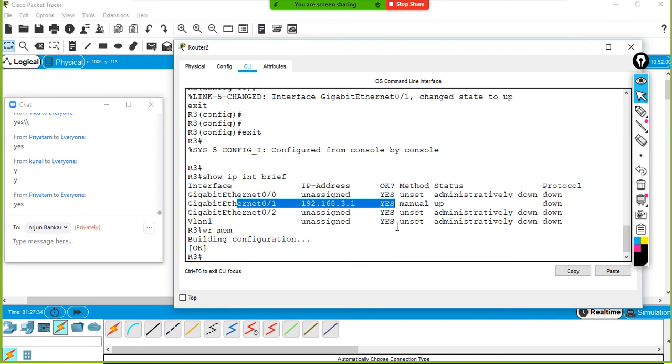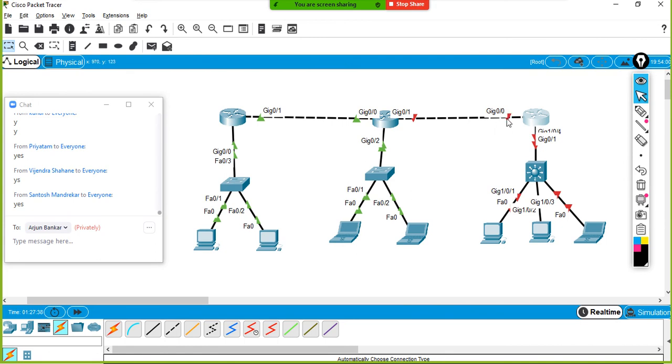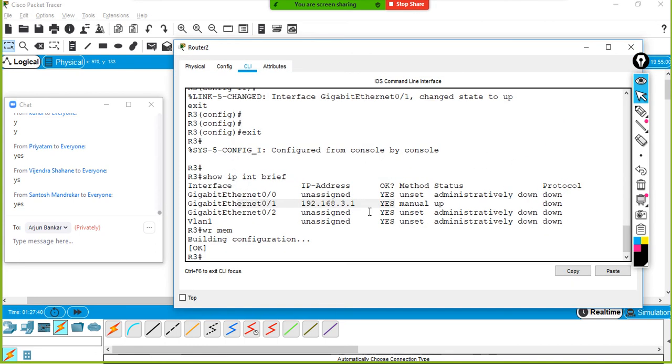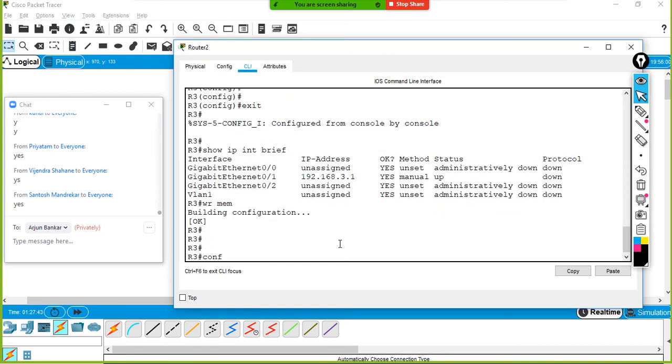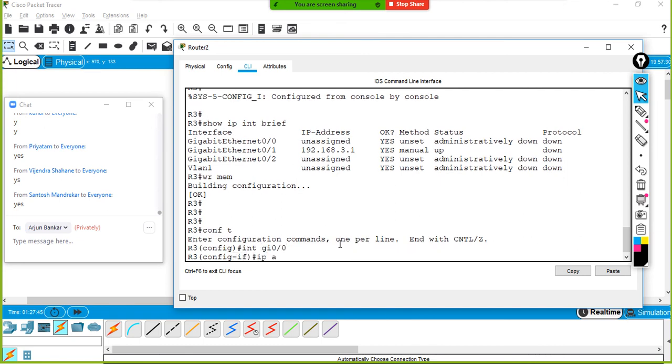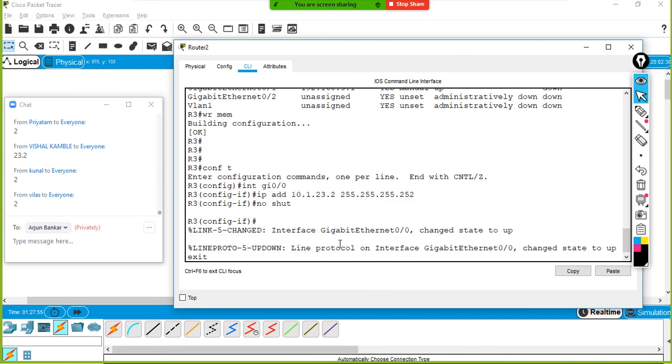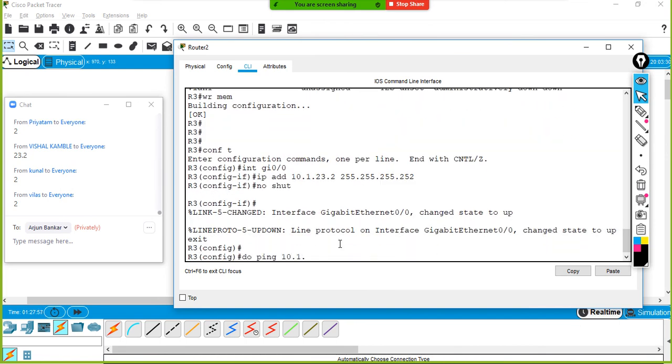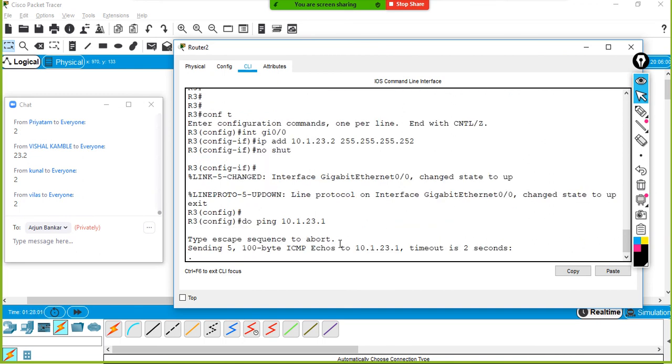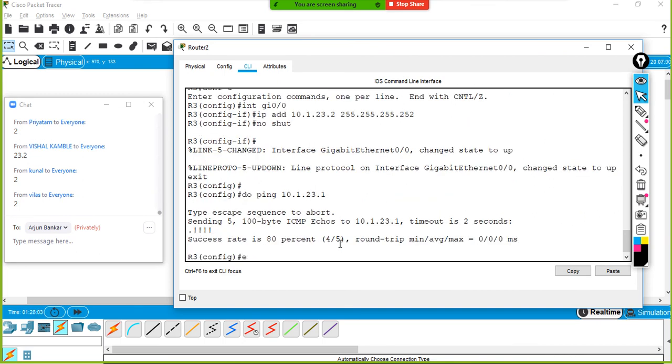We configured one interface, 3.1. And we need to configure one more interface, which is GigabitEthernet 0/0. Right, guys? So let's go and do it. Interface GigabitEthernet 0/0, IP address 10.1.23.2, what's the IP here? What's the IP, guys? 2. 255.255.255.252. Then no shut. Then verify the ping to 10.1.23.1, which is my Router 2. You have the successful ping.